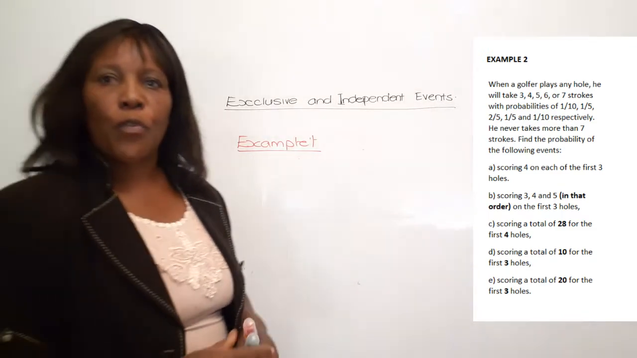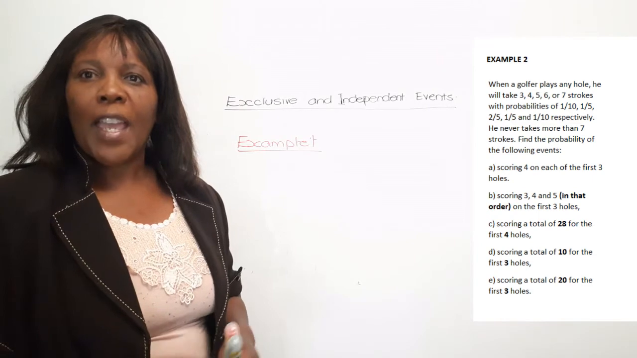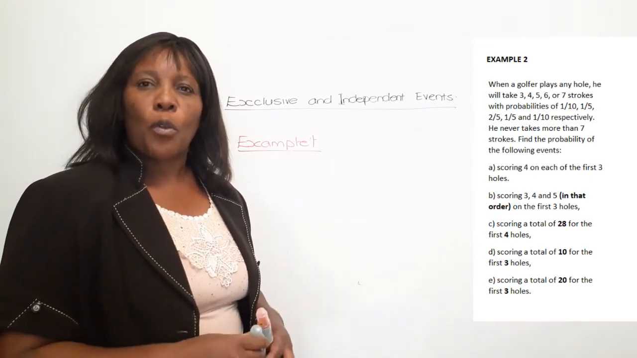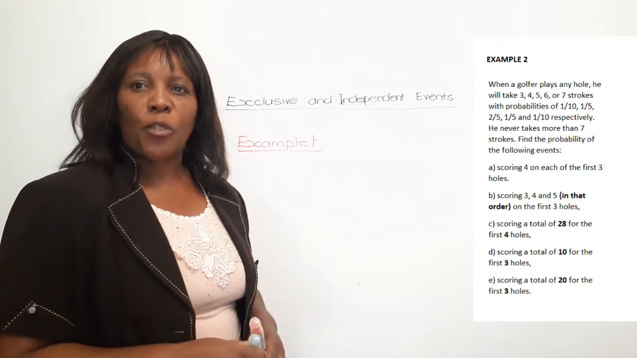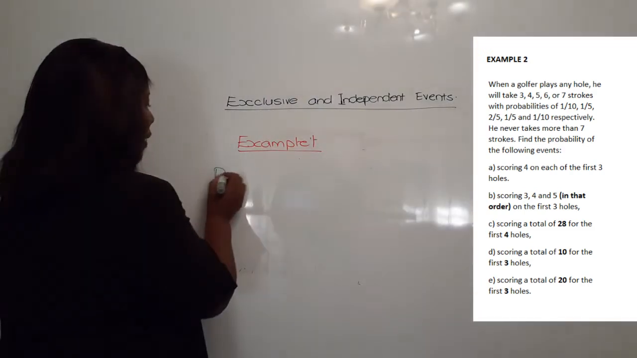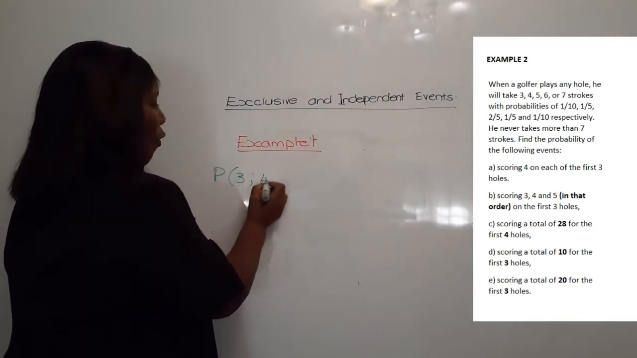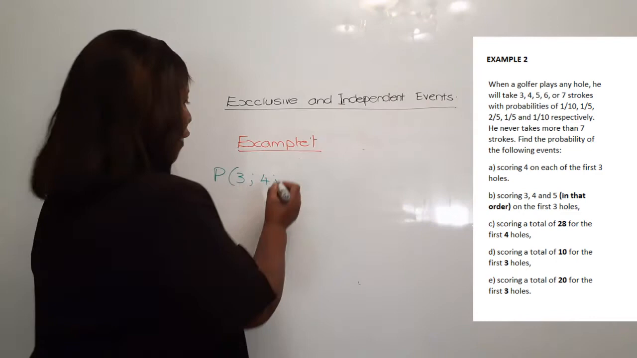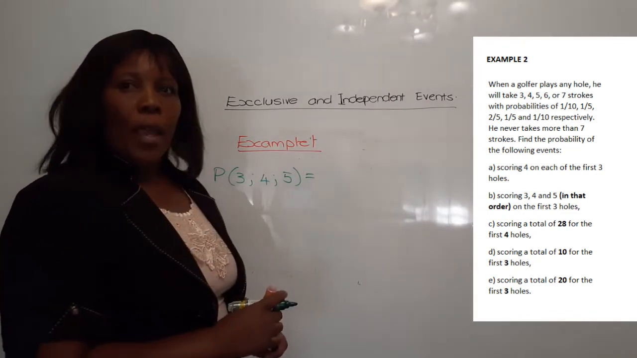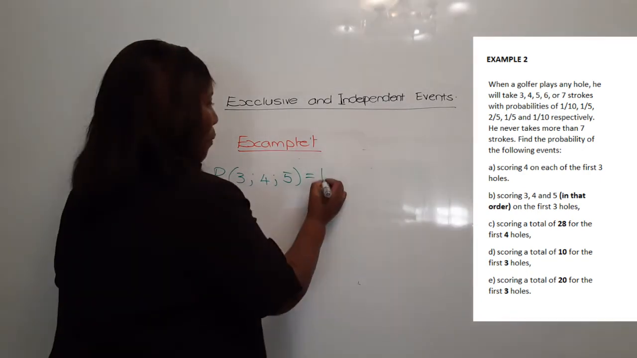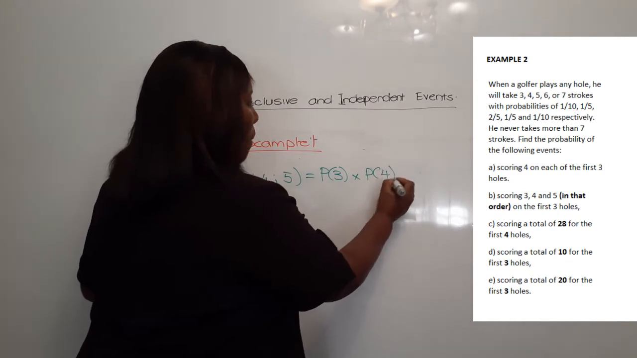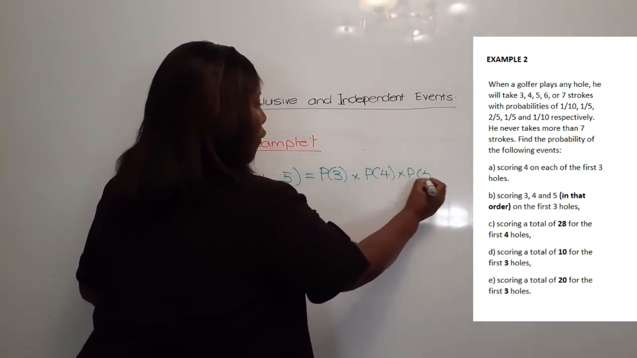B says scoring 3, 4, and 5, in that order. If they had not said in that order, we would have to look at different arrangements. But this time they told us in that order. So we want probability of 3, 4, and 5. So this gives us probability of 3, because they're independent, probability of 4 multiplied by probability of 5.